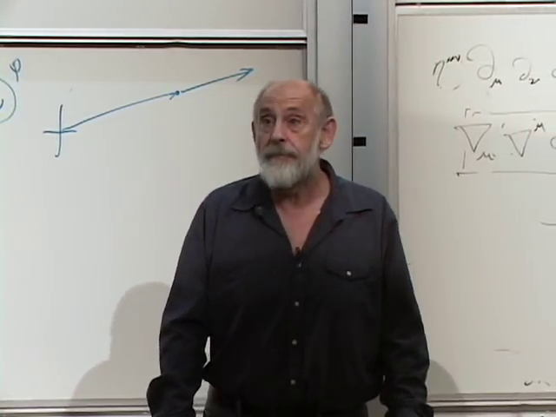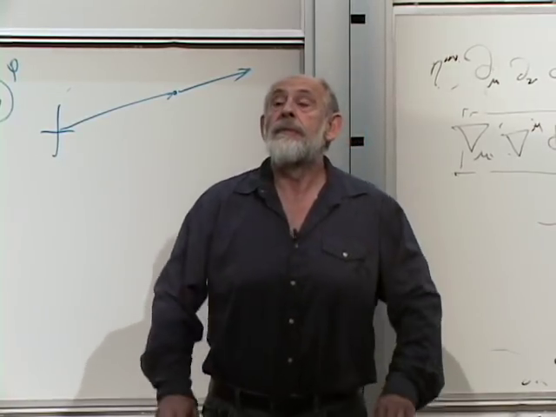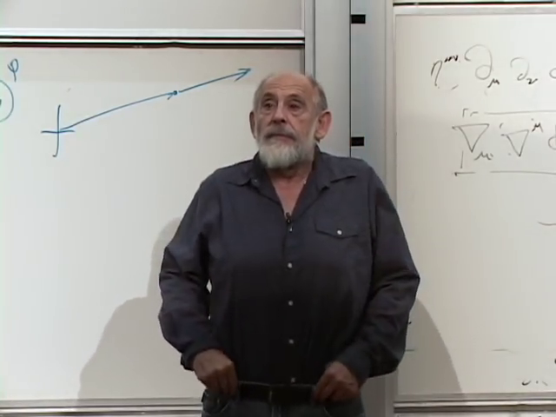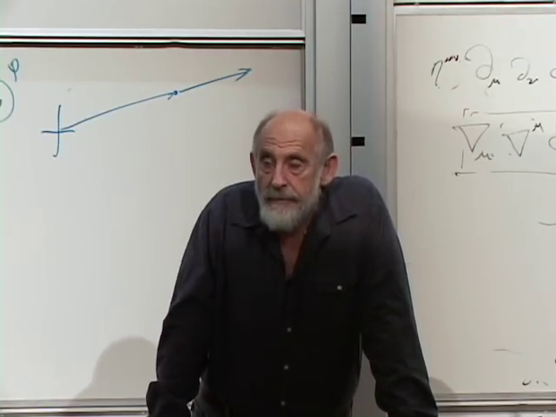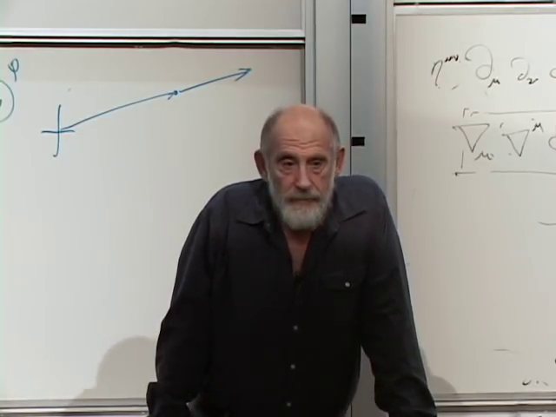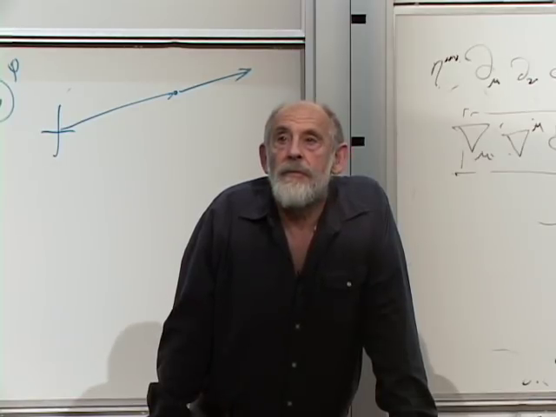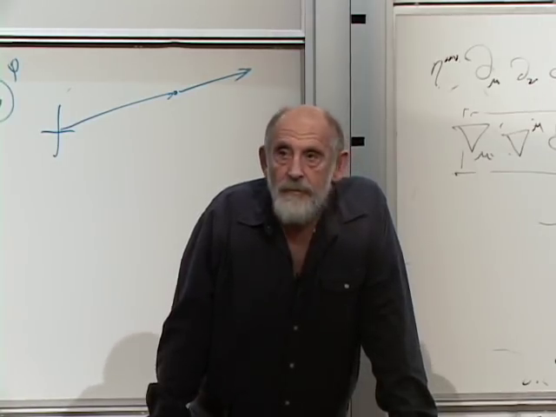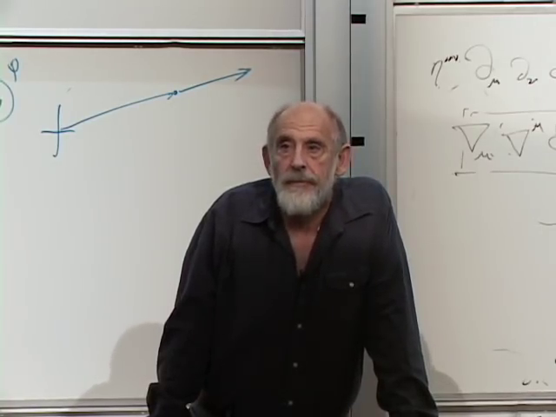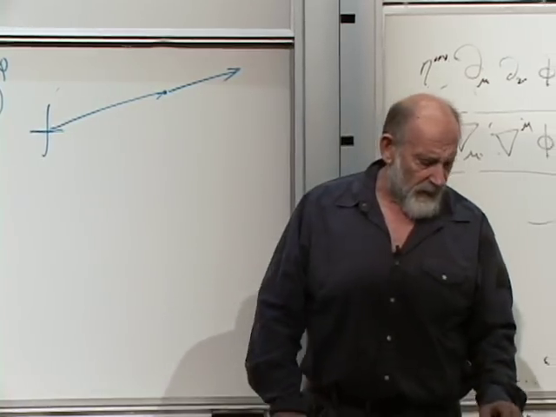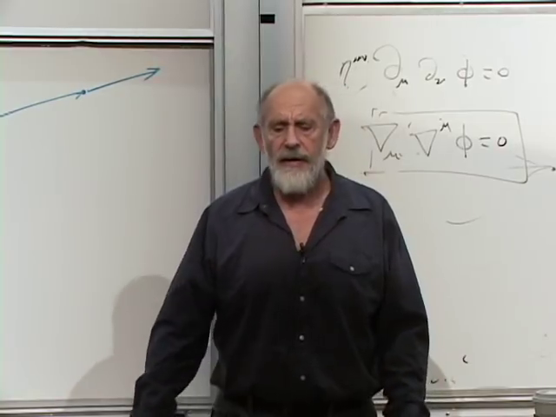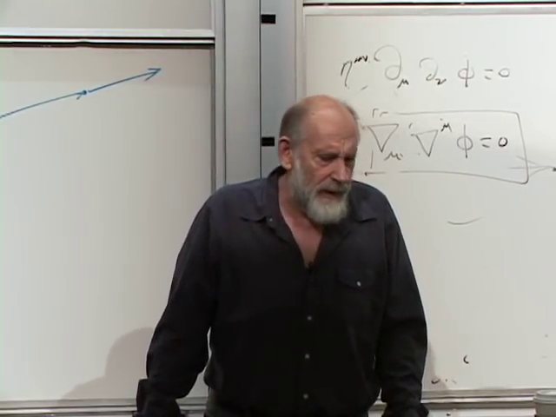Yeah. My understanding was that if it was zero, or put it another way, that he introduced it because if it wasn't present, then his equation didn't have a static solution. That's right, that's right. There he did make a mistake.